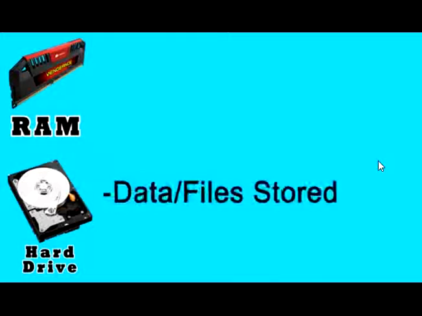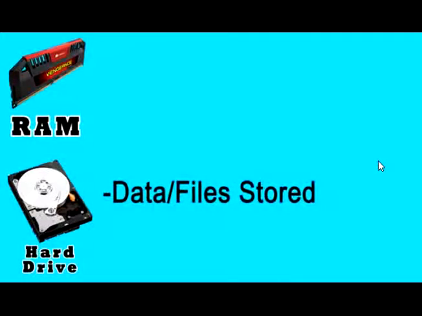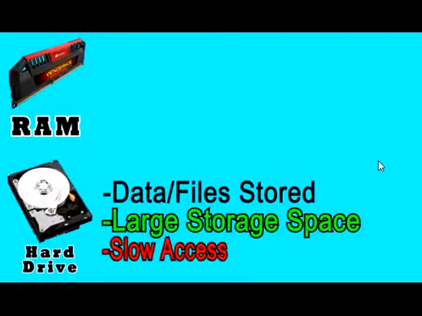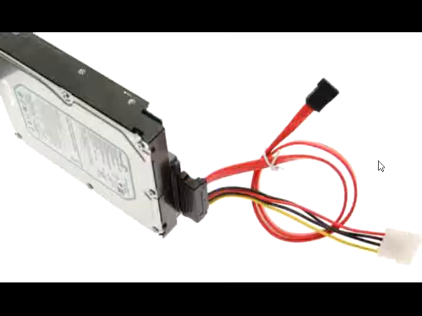At the same time we'll look at these two, RAM and hard drive. Your hard drive is where data is stored. It can also tell you what type of data and how much data your computer stores, and whatever the files are. Everything you store in the computer is stored in the hard drive. It has large storage space, but with large storage space comes slow access.